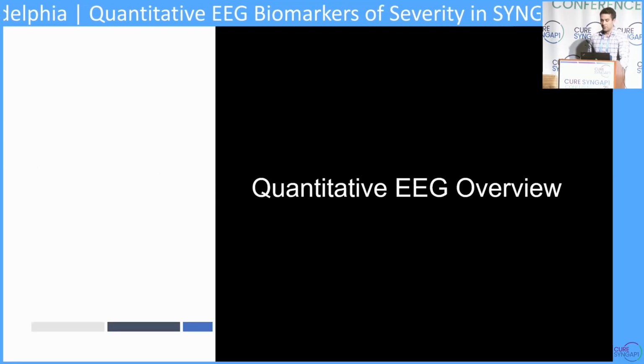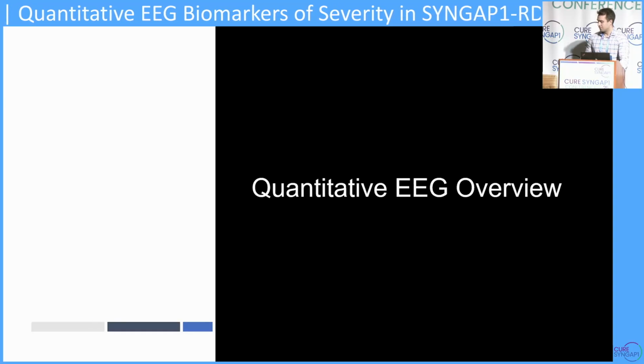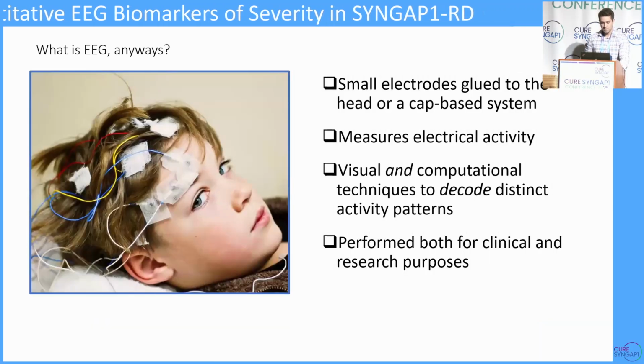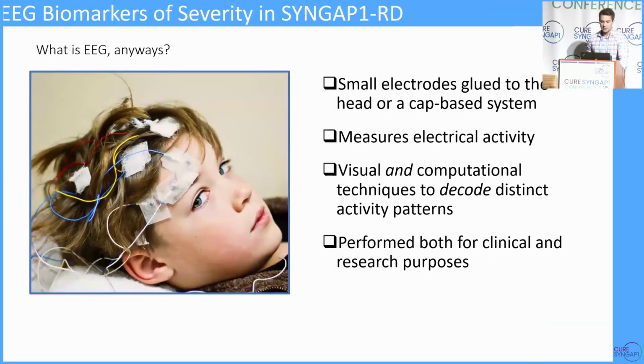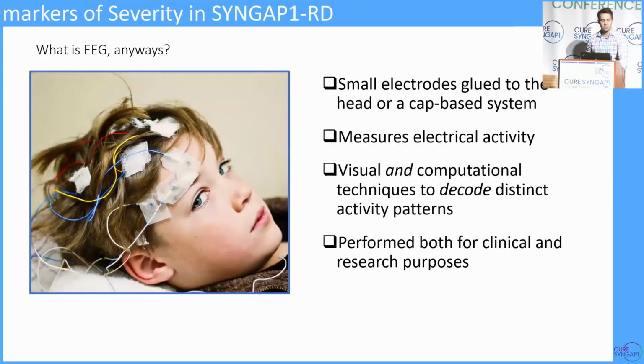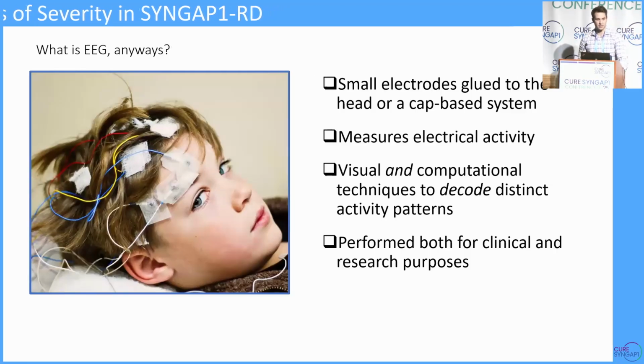So first, a quick intro into EEG and some of our QEEG approaches. A brief overview of scalp EEG. This is a test involving the placement of small electrodes on the subject's scalp with the goal of measuring the electrical activity of the brain. It is a totally non-invasive procedure which gives us insights into the underlying neurophysiology of the examinee.